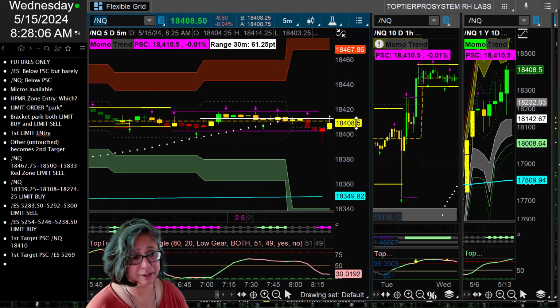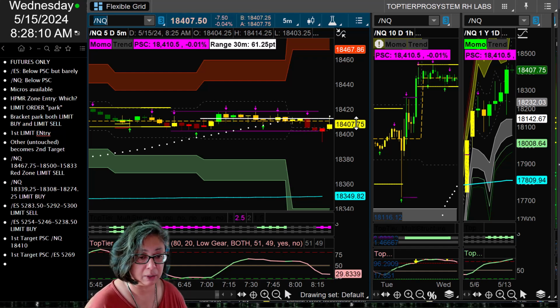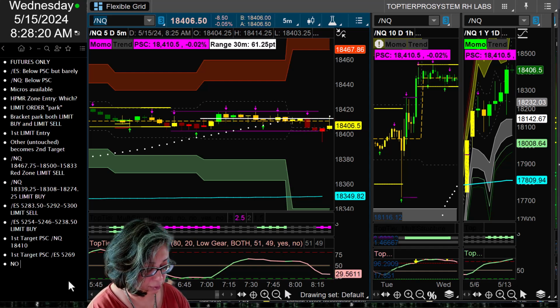Now look how far it has to travel to even get there. It may not even touch it. It could touch it very quickly with a wick. Doesn't mean it's going to get there. We just have these out there, and of course, no trigger, no trade. So no trigger, no reaching that limit order.